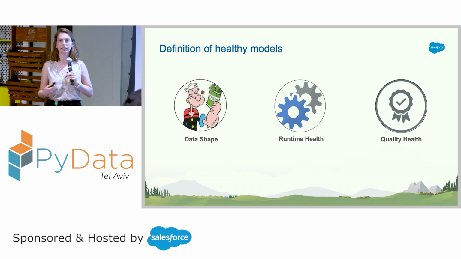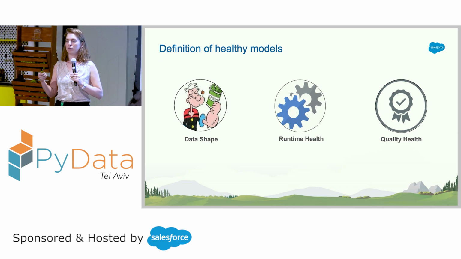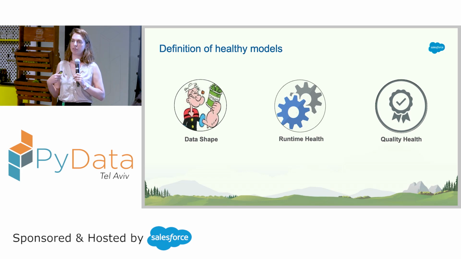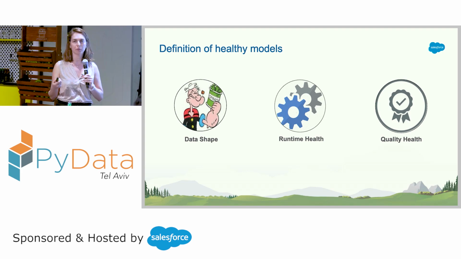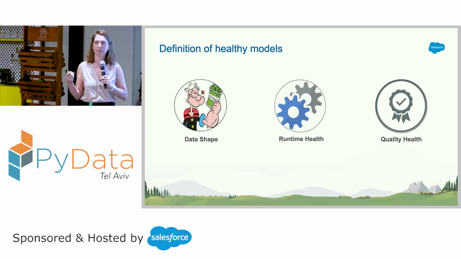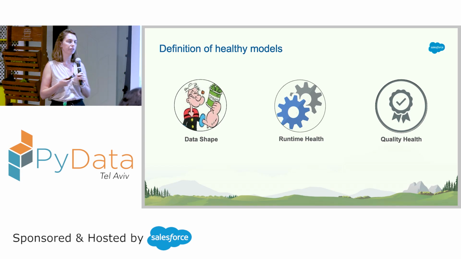The first category is data shape. We don't have control over the data that we're receiving from the user, from the customer. So we need to identify customers that we can train a model for and those that we can't. We want to check if the customer meets our expectations.